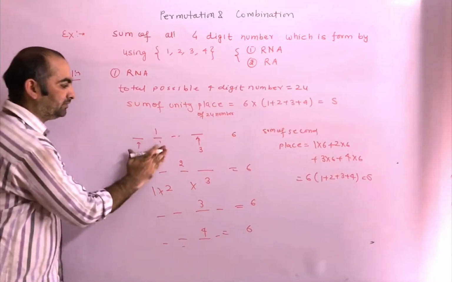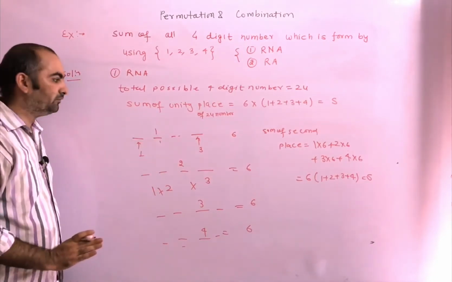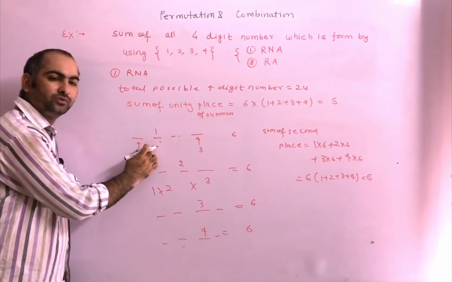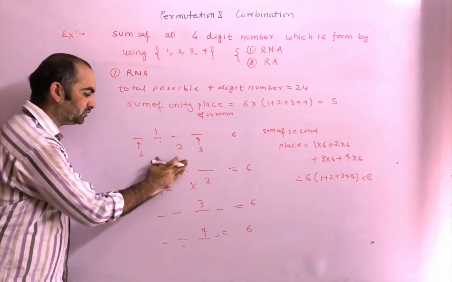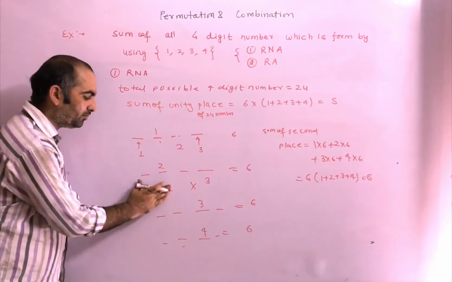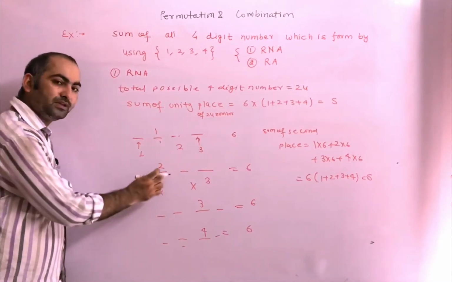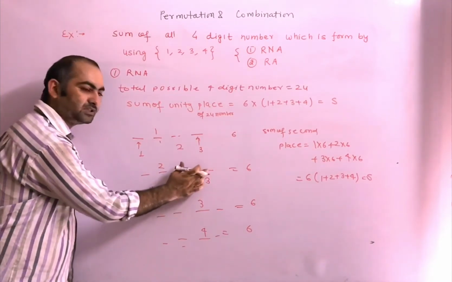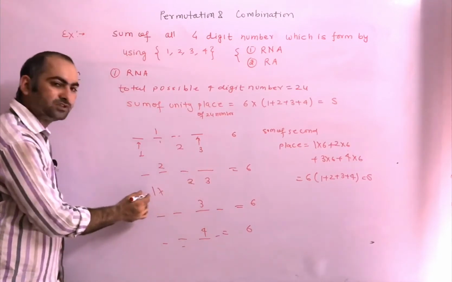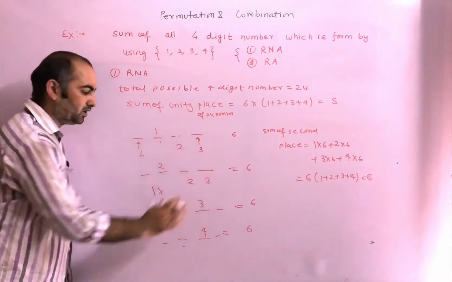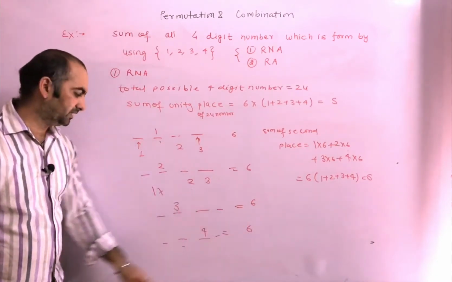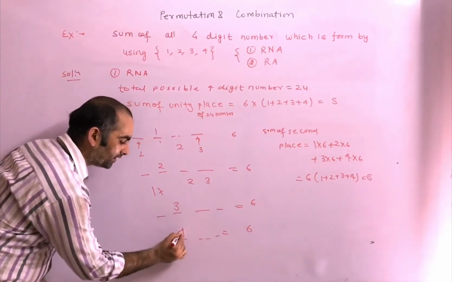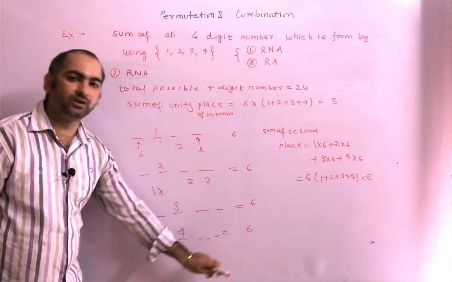Okay, same if I put 1 here. That means how many numbers are there where the third place is 1? This place 3 numbers, this place 2 numbers, this place 1 number. Same you will do for 2 also. If 2 is here, how many numbers are there where the third place is 2? This place 3, this place 2, and this place 1. So 3 into 2, 6. Same thing for 3 will come, and same for 4. That also will be 6.